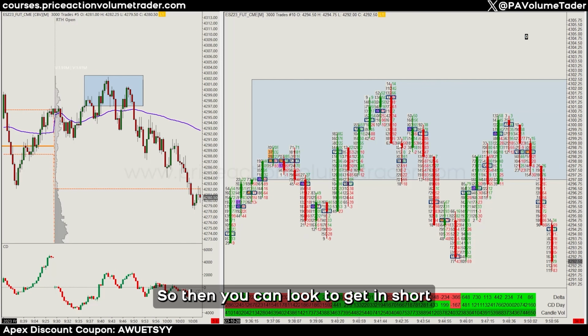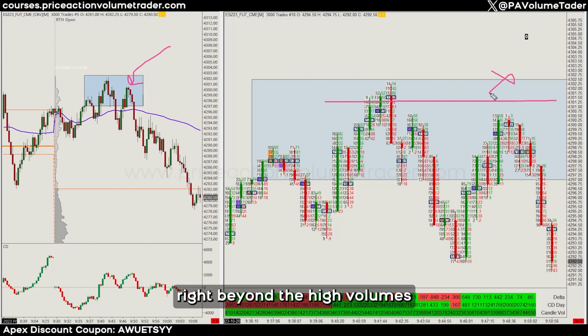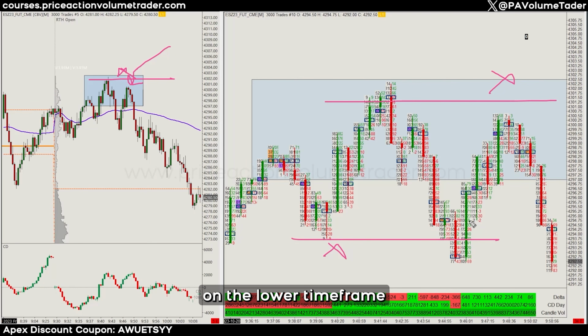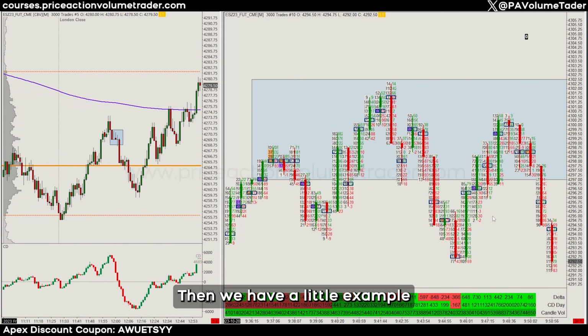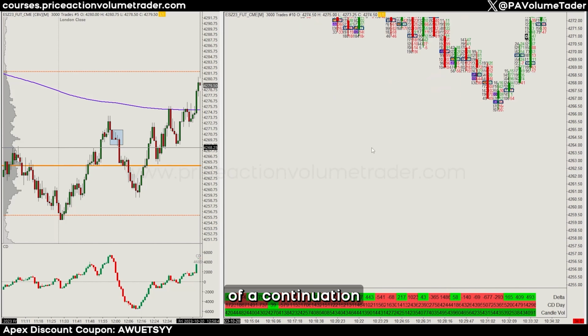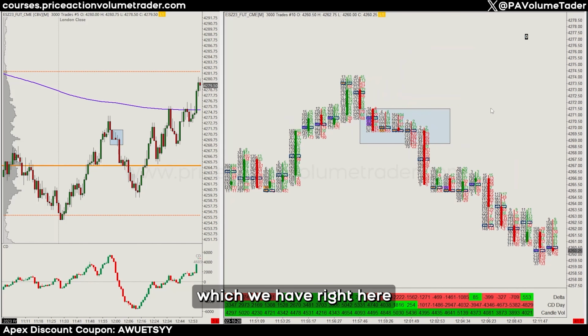So then you can look to get in short on this third push with a stop right beyond the high volumes that you had over there. And then you can see in this case, we've already shifted structure here on the lower time frame, and the market just continues to push down. Then we have a little example of a continuation, which we have right here.